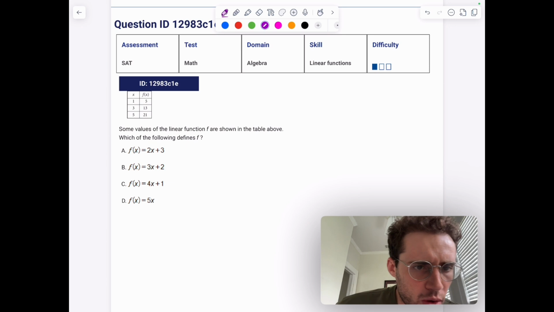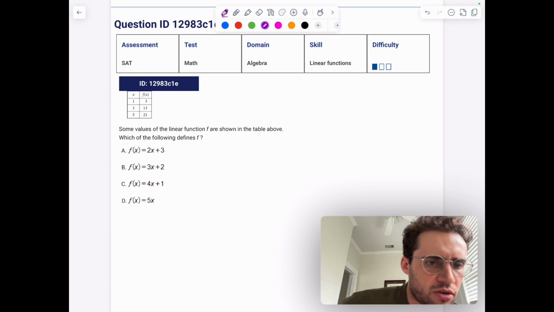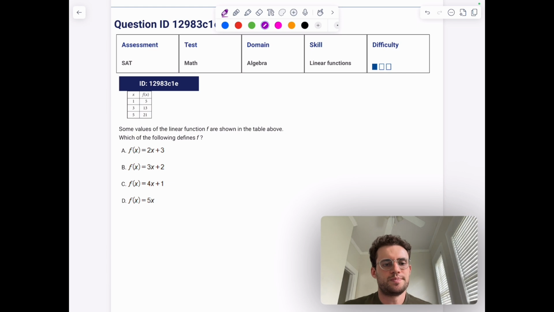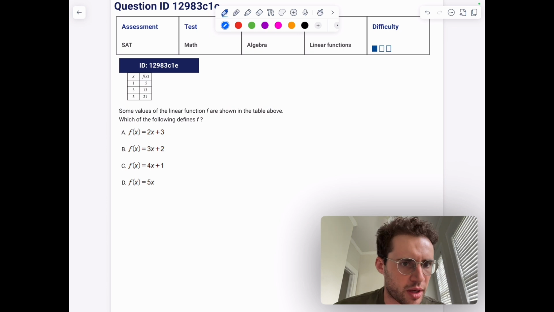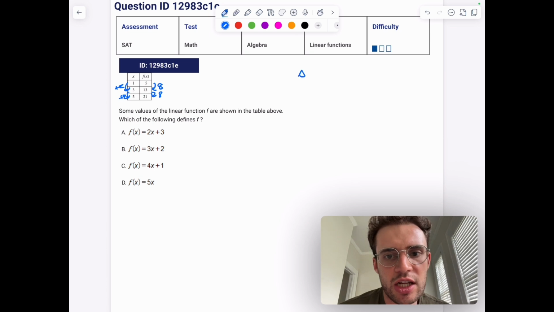All right, we have a table. When x is 1, f of x is 5. When x is 3, your output is 13. Input is 5, output is 21. Some values of the linear function f are shown in the table above. Which of the following defines f? Well, we could see that anytime x goes up by 2, your output goes up by 8. Right, so we go from 3 to 5, that's up 2. From 13 to 21, that's up 8. So we can think of that as our change in y, right?